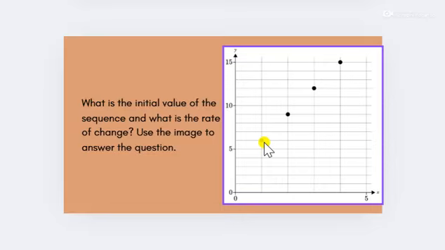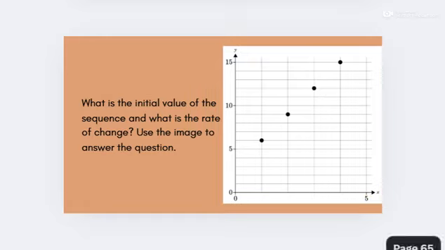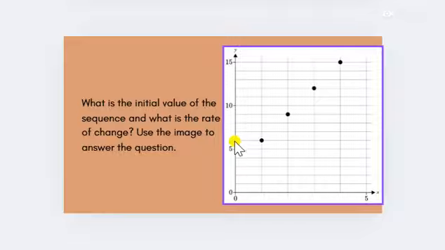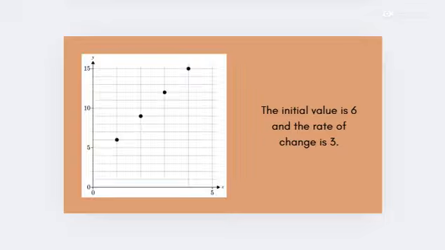Okay, the initial value is right there. So we have 1, 2, 3, 4, 5. So we have 1 and 6, and the rate of change is, we have 5, 6, 7, 8, 9, 10. So we go up 1, 2, 3, and over 1. The rate of change is 3.